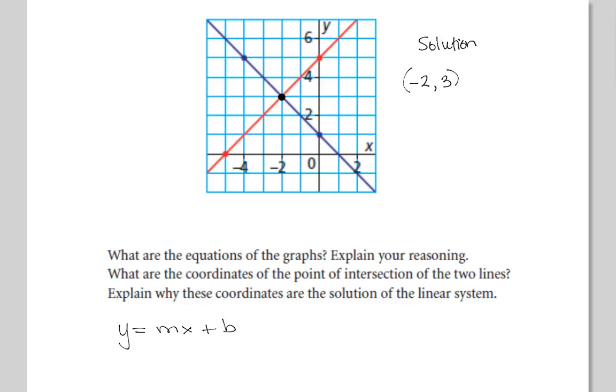So for the red line, what's the y-intercept? Up here it's 5. And what's the slope of this line, the red line? Make a triangle. If it goes over 1, you go up 1. So the rise over the run would be 1 over 1, which is just 1. So the equation for the red graph would be 1x, which we don't have to write the 1, 1x plus 5.